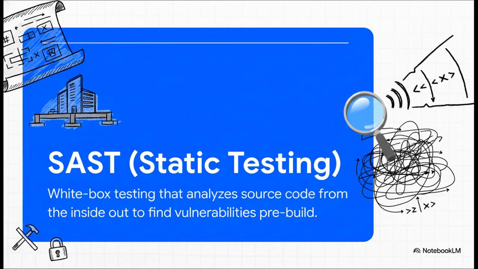Okay, so the first key tool we need to talk about is SAST, which stands for static testing. You can think of it like a master architect who's reviewing your building's blueprints, that's your source code, long before a single brick is ever laid. It scans for common vulnerabilities, stuff like SQL injection or just bad coding practices, and he can do all of this without even having to run the application.